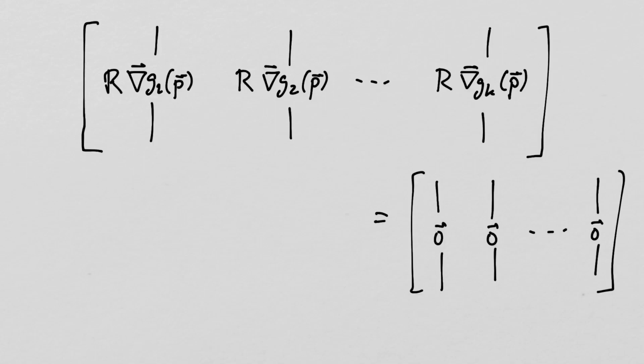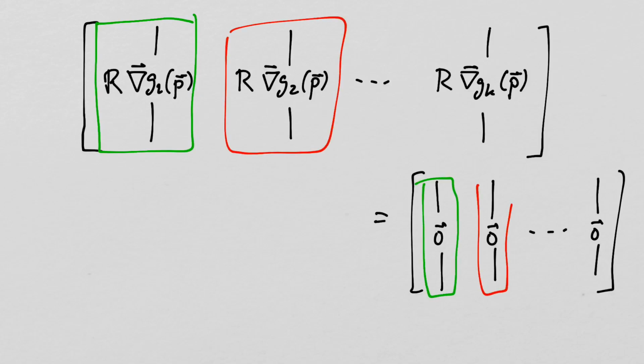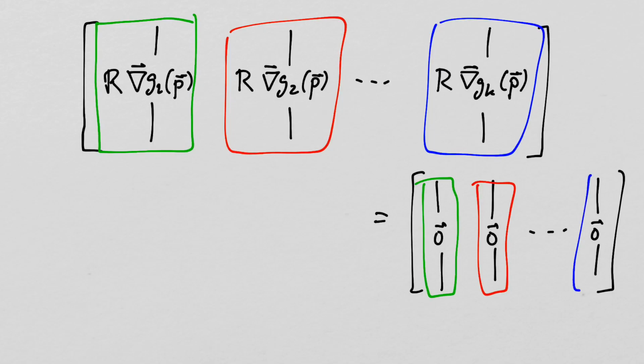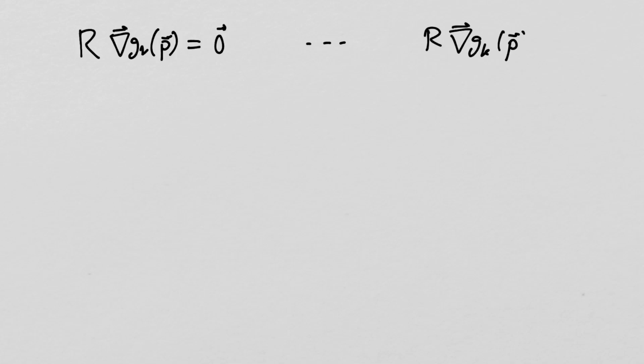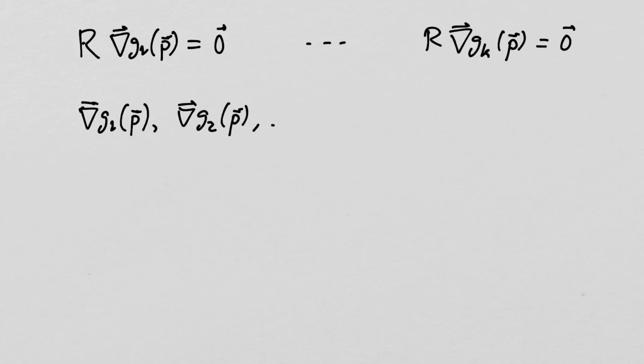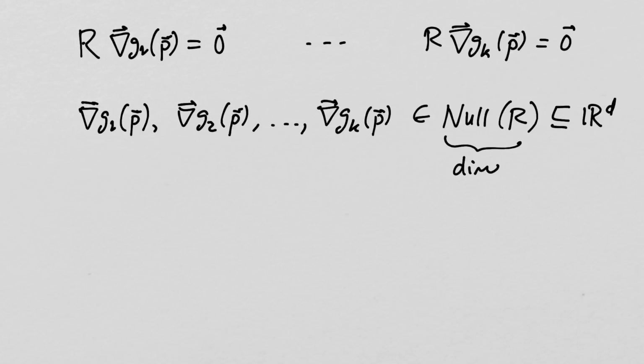So we can take that apart. We can equate the first column of this side with the first column of this side, the second column with the second column, and the last column with the last column. That gives us all these conditions: R times each gradient is the 0 vector. That means the matrix R nullifies all those gradients. In other words, every one of those gradients belongs to the null space of R. And remember, that's a subspace of d space of dimension exactly k, as we already proved.